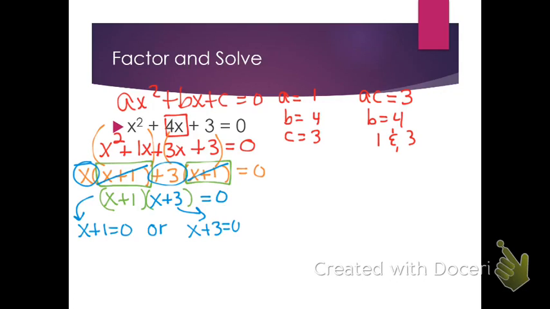So x plus 1 is 0, I'll subtract 1 from both sides. X plus 3 equals 0, I'll subtract 3 from both sides. And my two solutions are that x could be -1 or x could be -3.